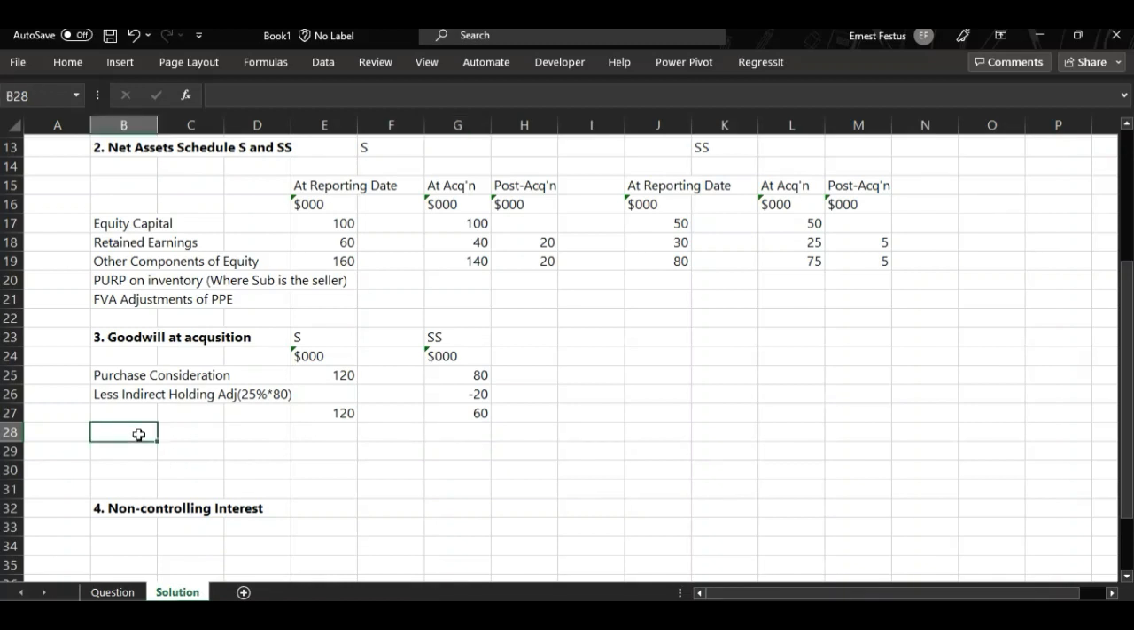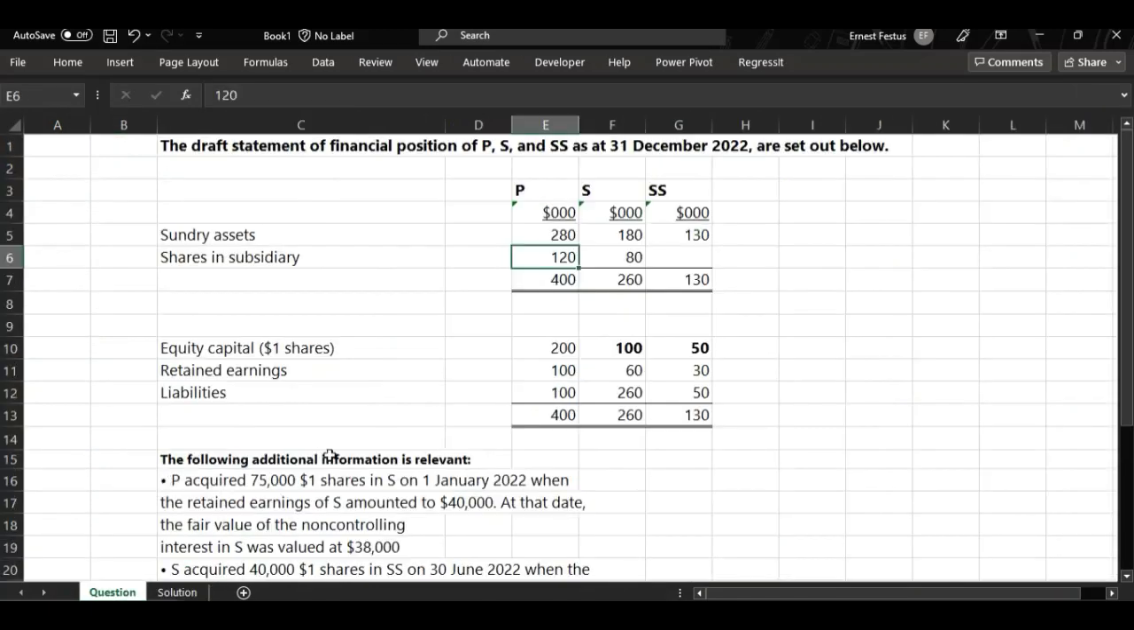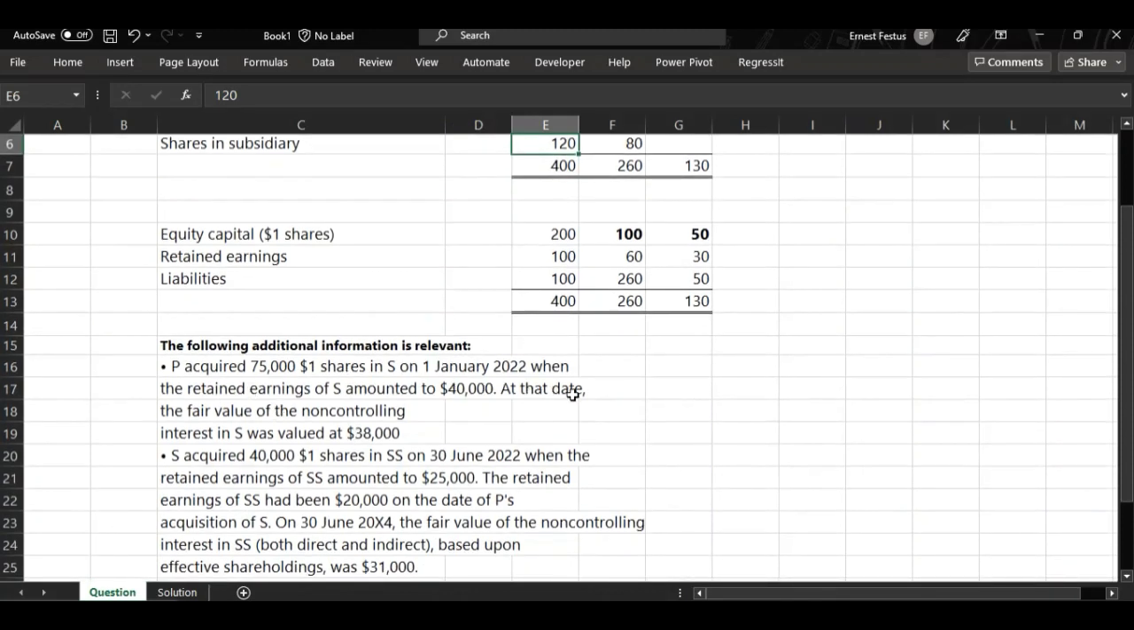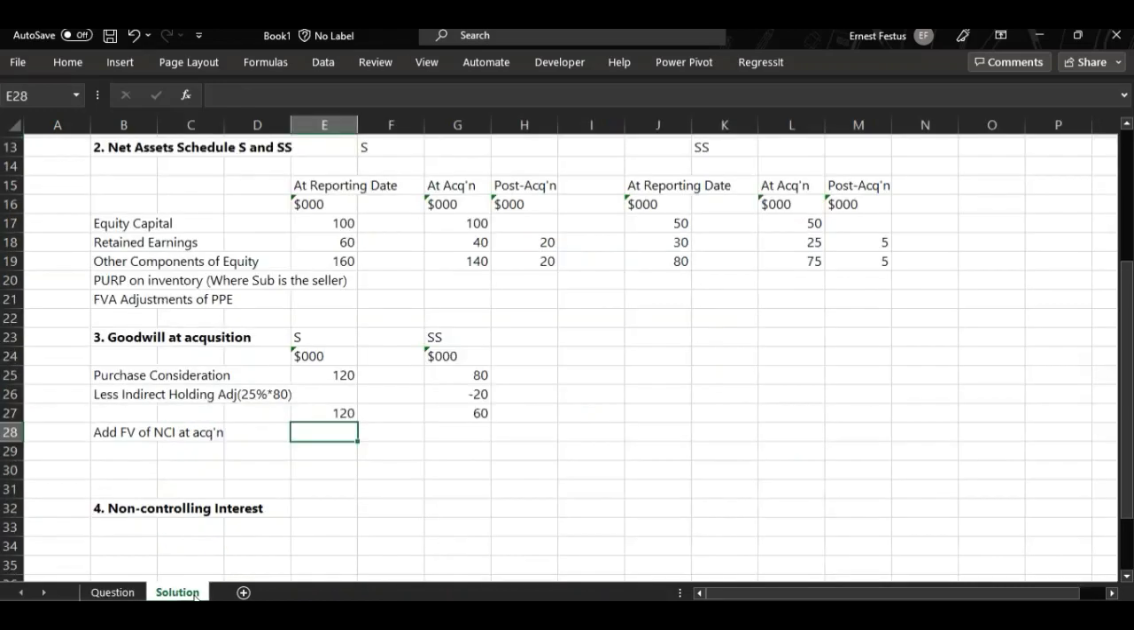The next thing to do here is to add our fair value of the NCI at acquisition, and that has been given to us in the question. So let's go back to our question. At that date, so we are talking about P and S, the fair value of the non-controlling interest in S was 38,000. All right. So we have 38,000 for S here.